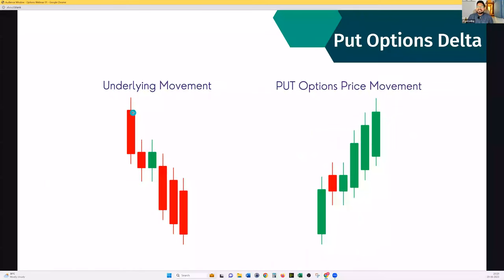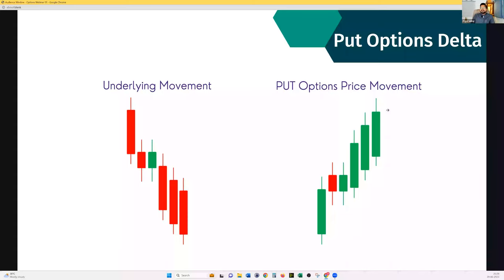So now let me explain the really interesting thing. When the market comes down, how does the put option premium increase? It's simple math. What is that math? Come on, guys, type it in the chat box. If the market comes down, how does the put option premium increase? What is the math behind it?